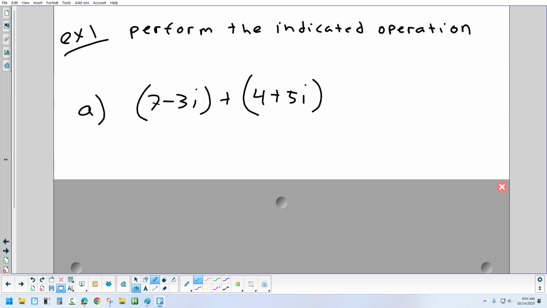Okay. So the operation they want us to do here is addition. What's going to be my real part of my final answer when I add these two together? Just the real part. Yeah? 11. So we get 11. And now what about the imaginary part? 2i. Yep. That's the final answer. There's nothing else you can do to simplify. Okay. Any questions on addition?